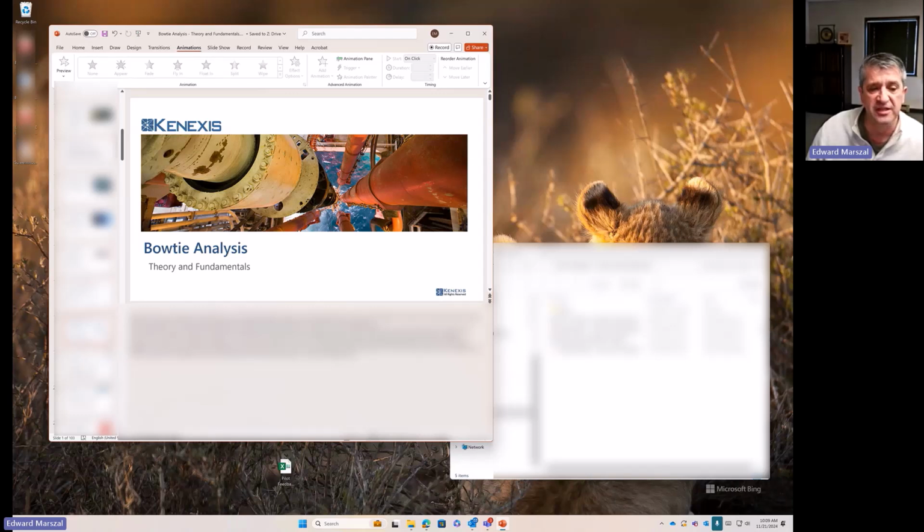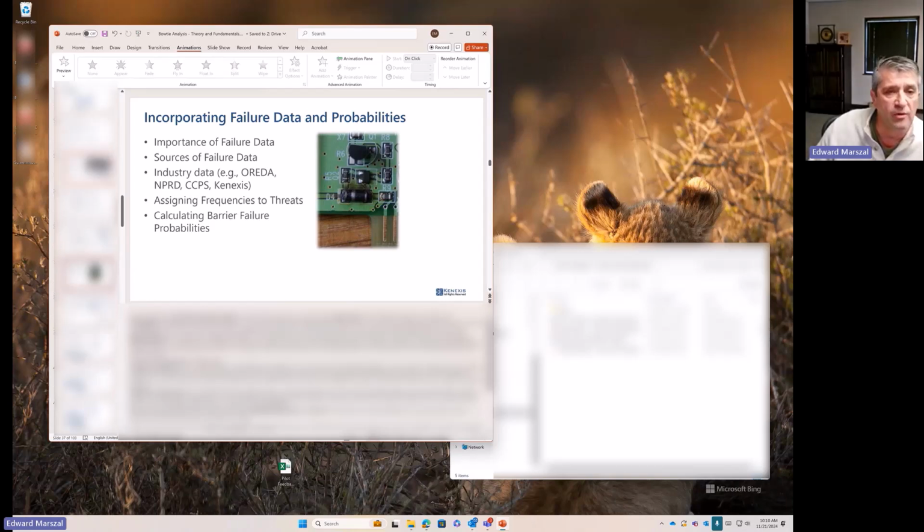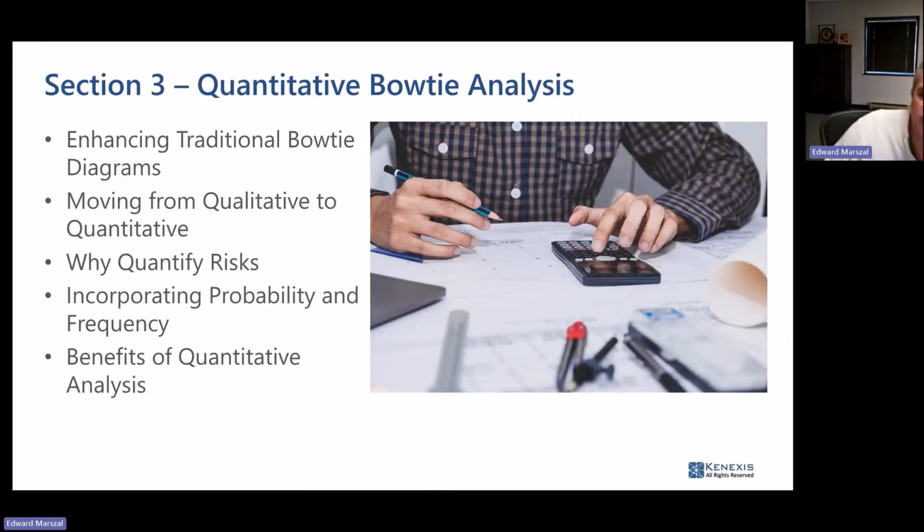But the group that I have here today, I'm going to assume you know what a bow tie is for the most part. You're going to understand what threats are, what barriers are, and so on. And what we're going to focus on today is, instead of the nomenclature or building the bow tie, we're going to turn it up a notch. I have a bow tie diagram that is completely a qualitative description. Now I want to put numbers into it. And that's going to be section 3 of our bow tie training class, entitled Quantitative Bowtie Analysis. So section 3 is what you're going to get today.